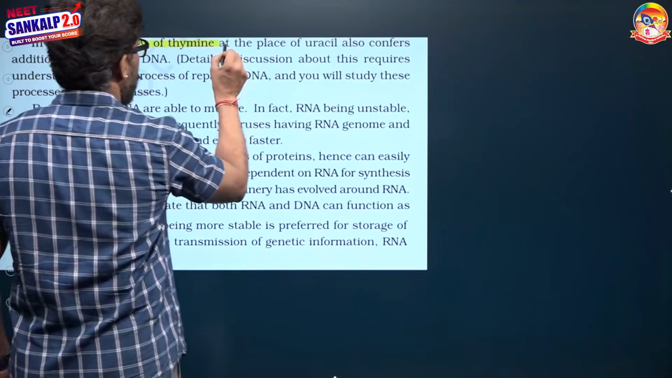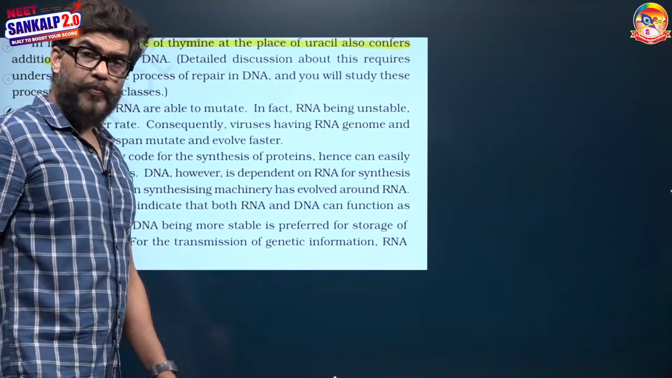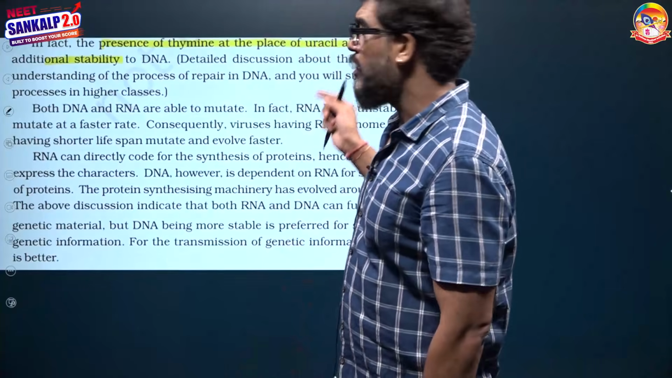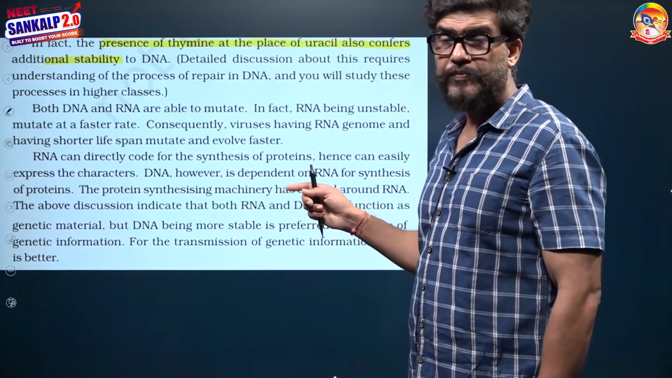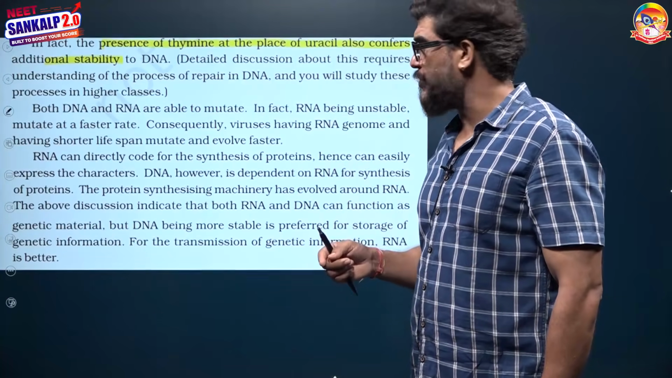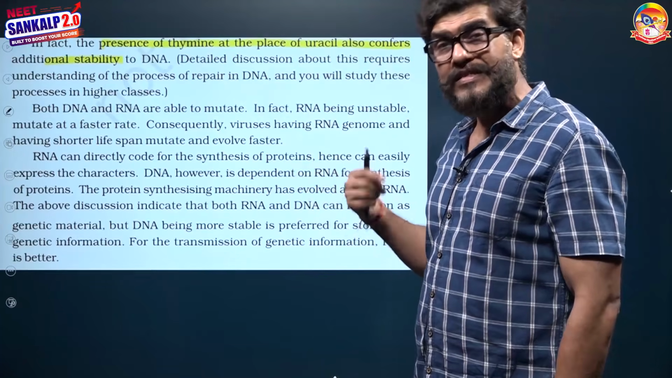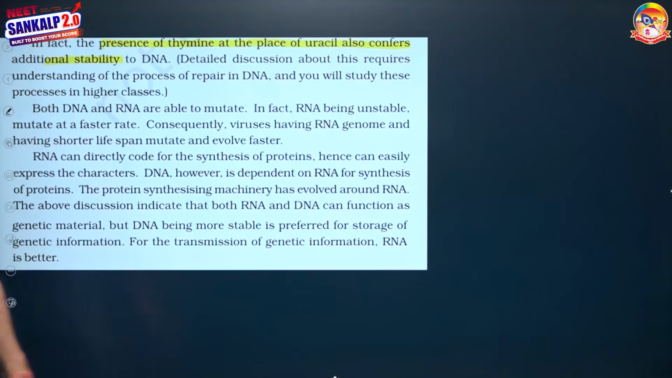Presence of thymine in place of uracil confers additional stability. So, RNA is structurally less stable. Three reasons are mentioned here. First, presence of the hydroxyl group on the second carbon of the sugar. Second, because of the catalytic nature, they are reactive. And third, due to the presence of uracil, they are less stable, means more reactive. So from the point of view of being structurally and chemically stable enough, DNA is the genetic material, RNA is not a genetic material.